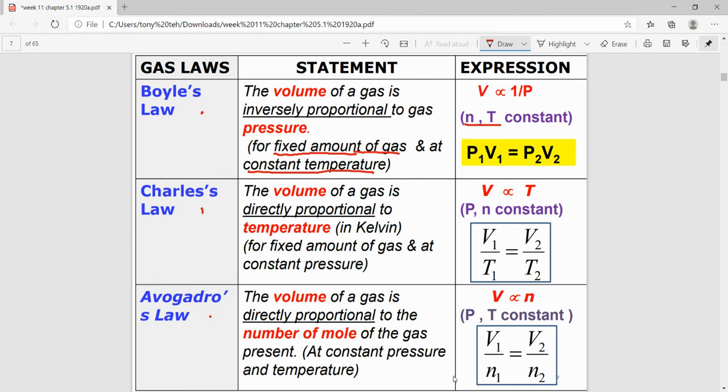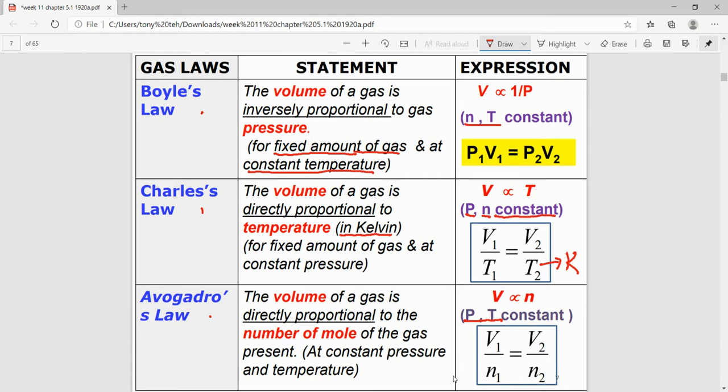Another one is Charles' law. Charles' law states that the volume of gas is directly proportional to temperature, which must be in Kelvin. What are the constants? That is the pressure and the number of moles, or the amount of gas. So the formula used is V1/T1 = V2/T2. The third one is Avogadro's law. The volume of a gas is directly proportional to the number of moles of gas. The other two will be constant, that is pressure and temperature. Remember, temperature must be in Kelvin for Charles' law.